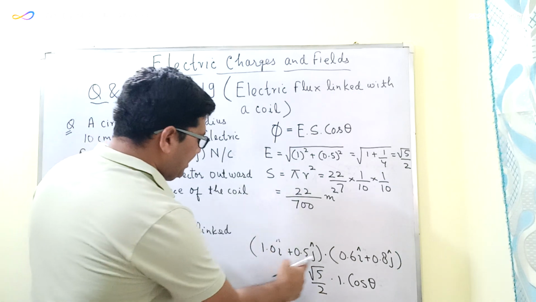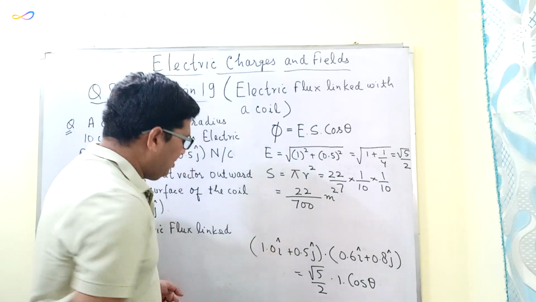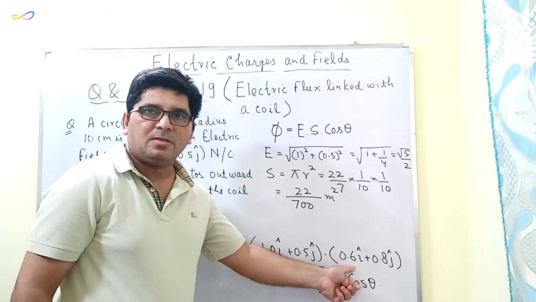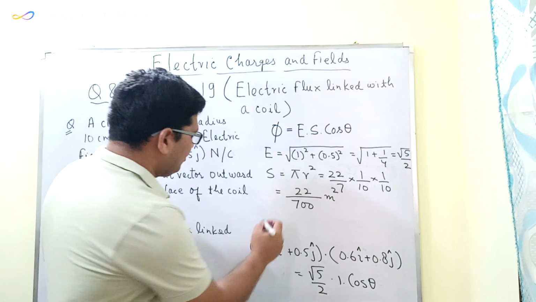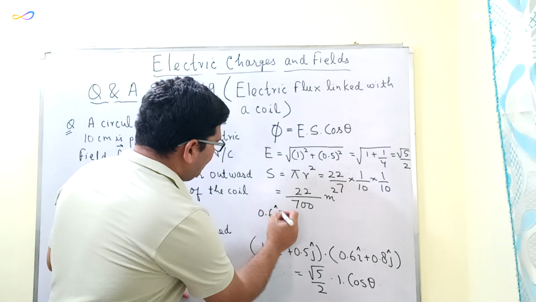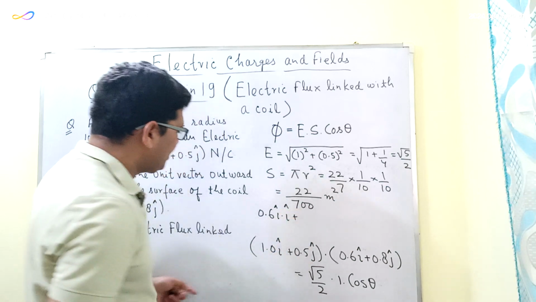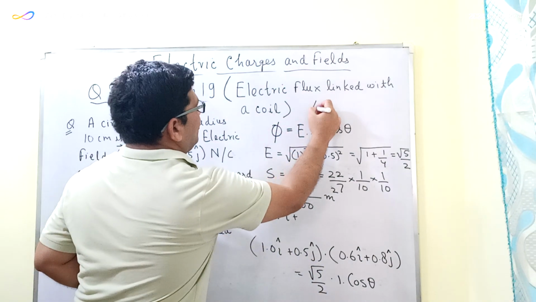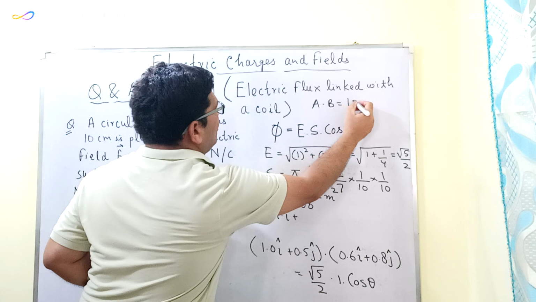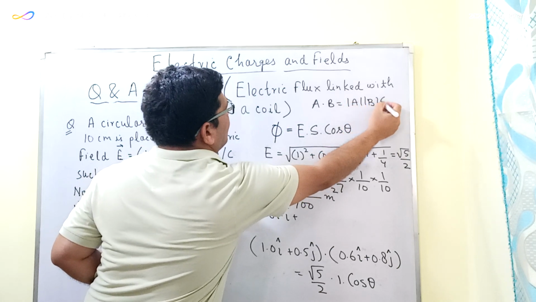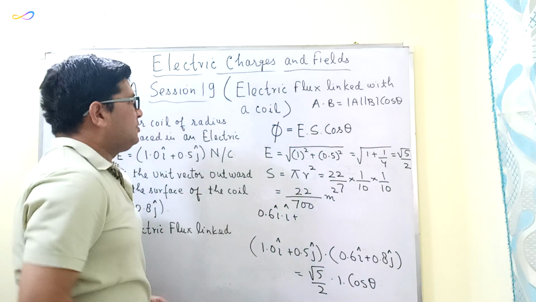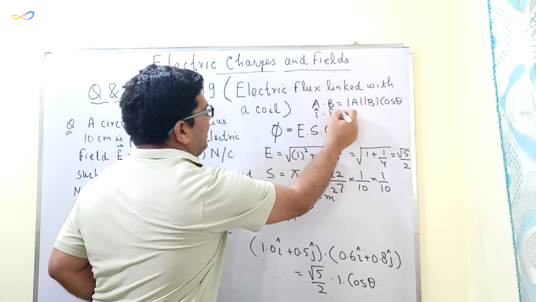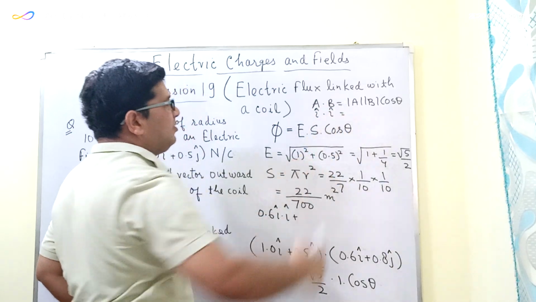So finally, what I will be getting here is, see, now 1 i cap dot 0.6 i cap, this will be equal to what? 0.6 i cap dot i cap plus, now i cap dot i cap is equal to 1. We know that the dot product of two vectors is given by this formula. Now if I put the value of A as i cap, B as i cap, then I will be getting this. Now the magnitude of the unit vector is 1.